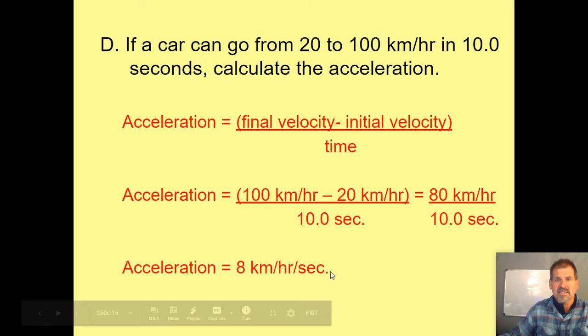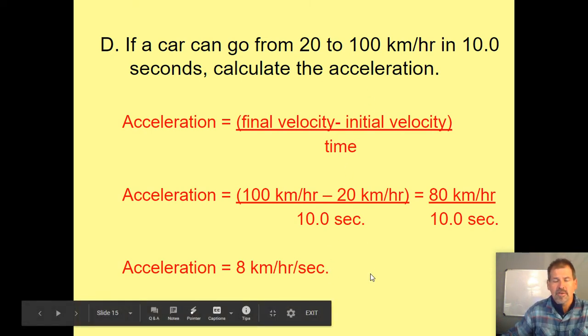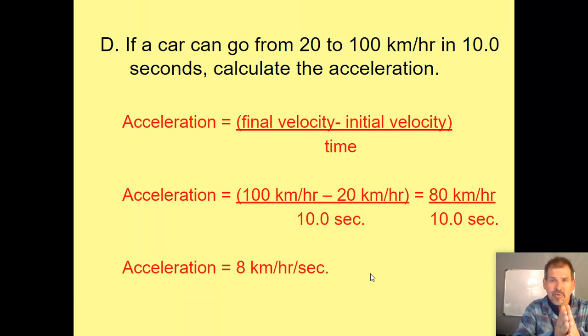All right, so again, let's think about our formula here. At second 0, we're going 20 miles an hour. 1 second later, we're going 28 miles per hour. 2 seconds later, we're going 36 miles per hour. 3 seconds later, we're going 44 miles per hour. So every second, we're going 8 kilometers per hour faster.